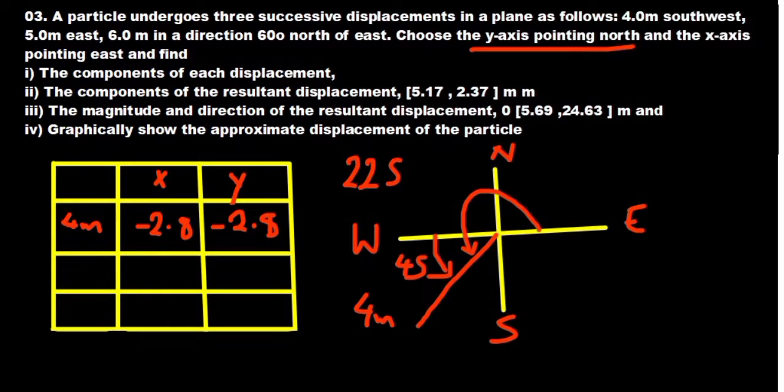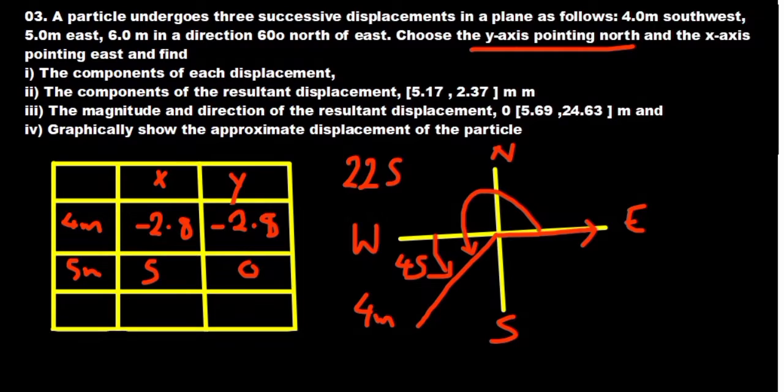Okay, how else are we going to move now? We move to the other one, 5 meters east. That's straightforward. That tells you that you're moving from this point in the east direction, so it's along the positive x-axis. So it will remain 5 for the x. For the y, there was no movement in the y, so it's 0.